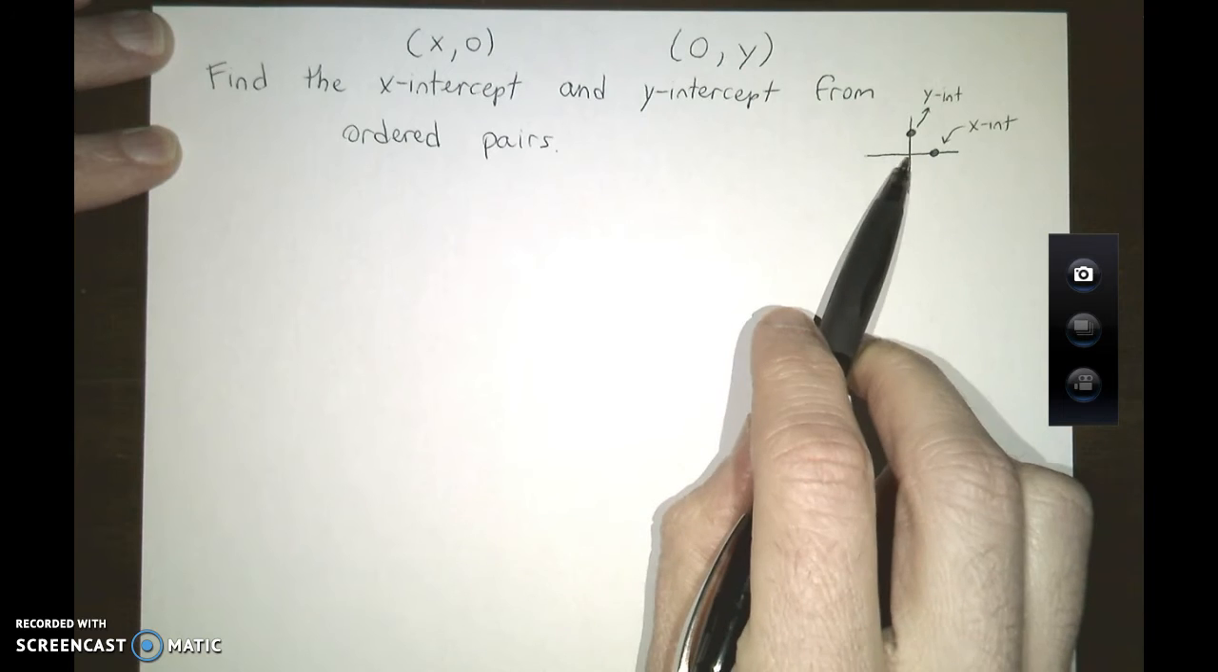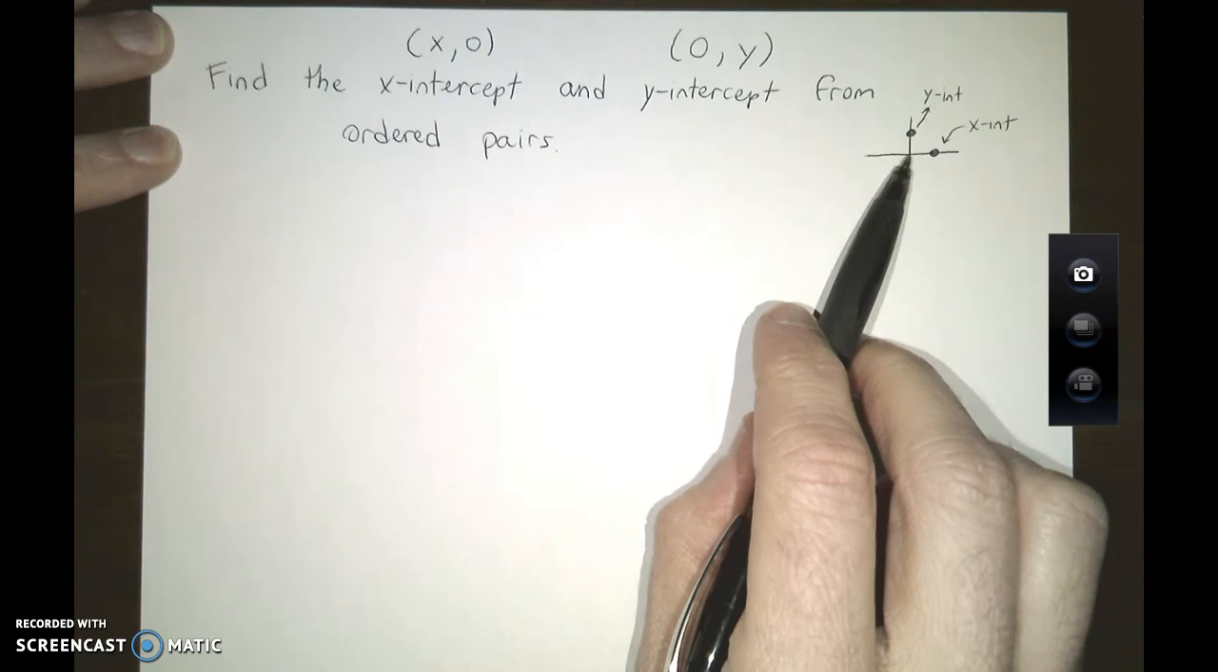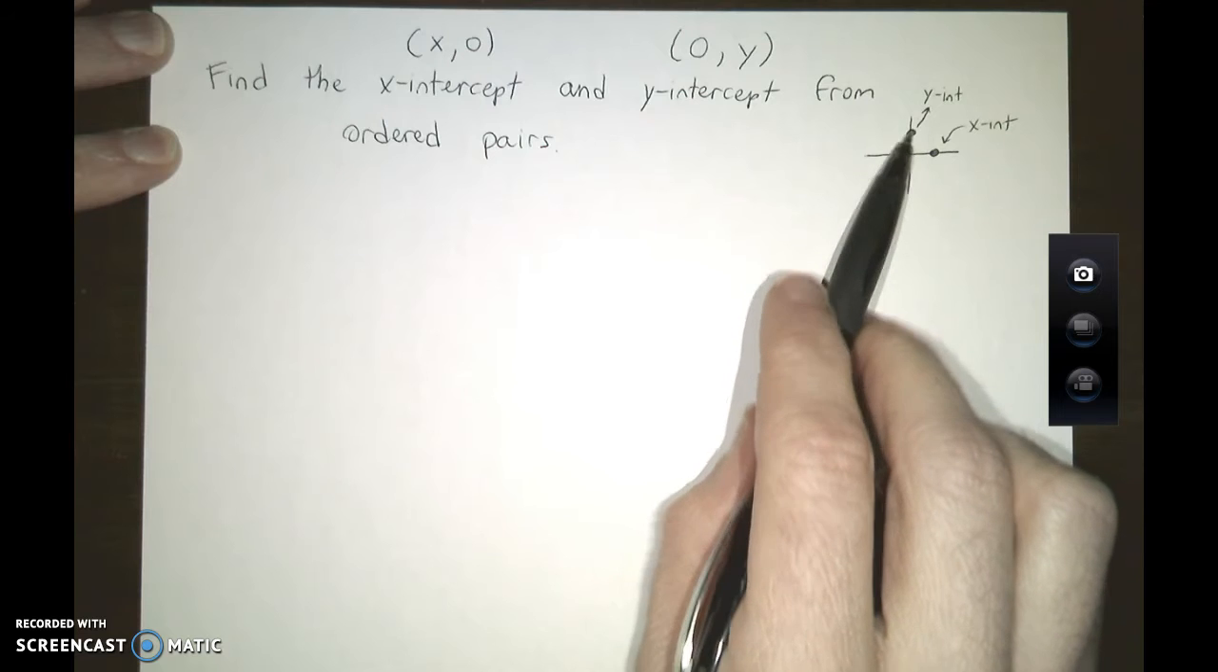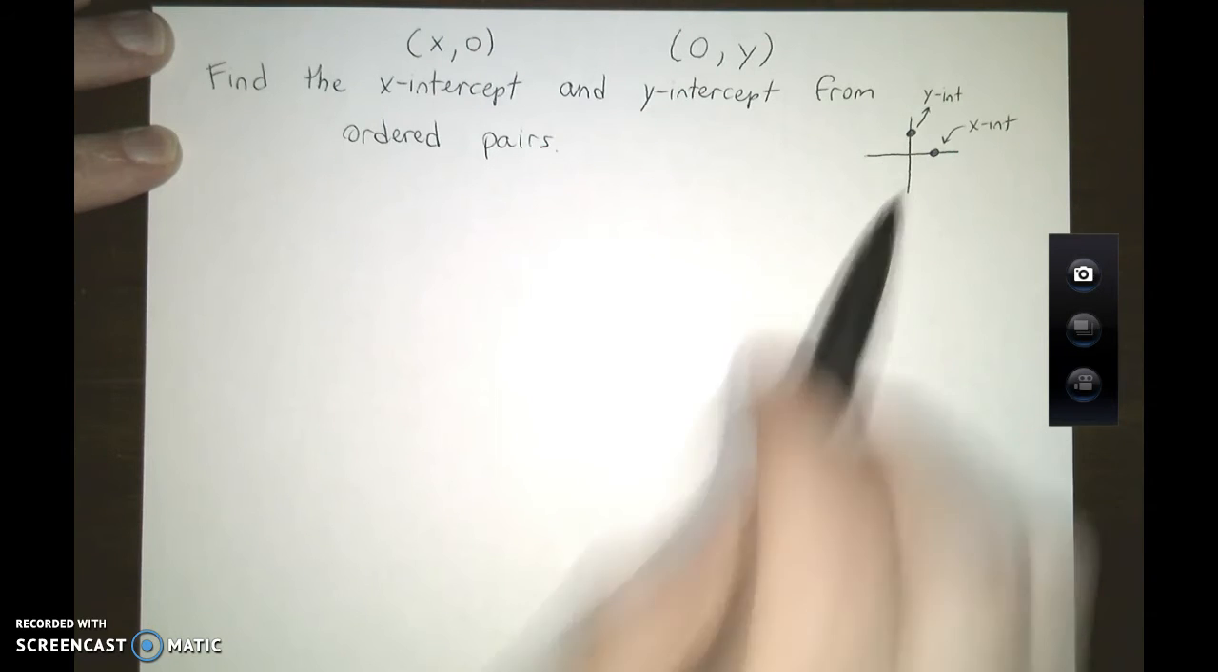So graphically, we move over left or right to get on the x-axis. We don't go up or down at all. And then vice versa. Here for the y-intercept, we go up. I'm sorry, we don't move left or right at all. We just go up or down to be on the y-axis.